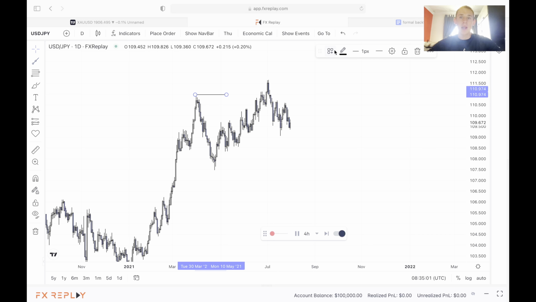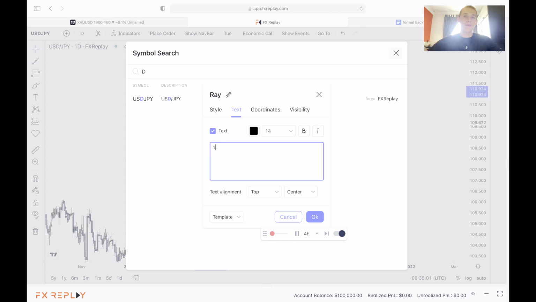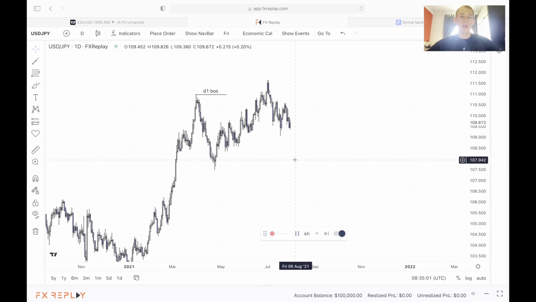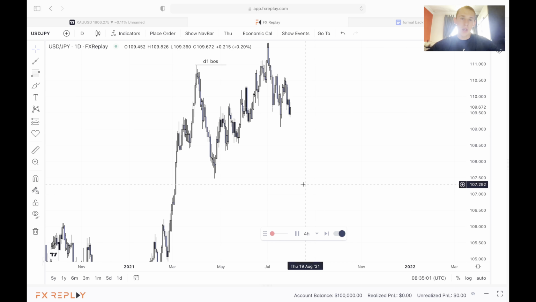We've had this daily break of structure just here. So that is our main daily trend. We've got this higher low, this higher high, so we can anticipate that a higher low is likely to form, and then we will be looking for buys longer term.